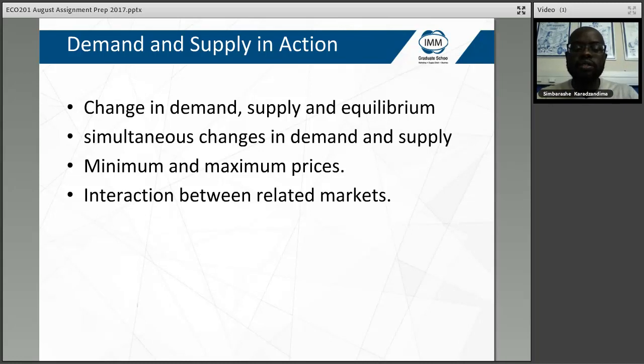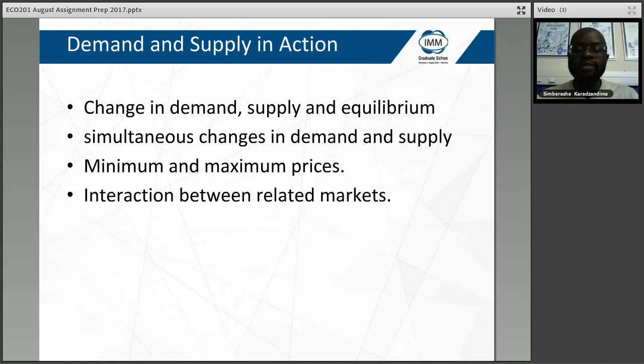If demand is increasing, it means it's a rightward shift. So you draw your original equilibrium, then after that you shift your demand curve. If it's supply, you're talking about production and so forth. Then you can also have simultaneous changes in demand and supply, whereby both are changing. Then you also have minimum and maximum prices. When you look at minimum prices, we are talking about the fact that we want to help the producers.